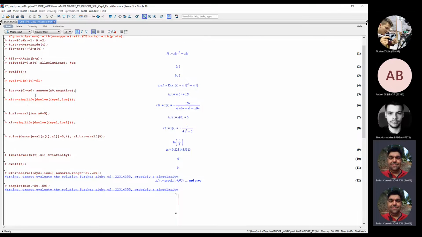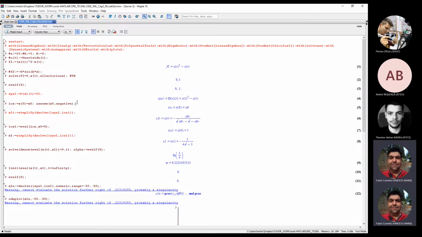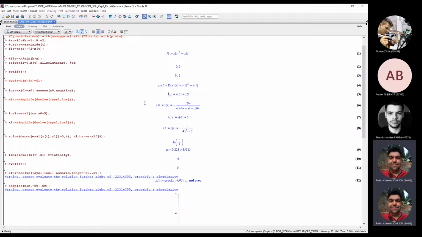And to solve it, you use dsolve with the system and the initial conditions. ICS defines the initial conditions, which are written here. And you assume x0 negative. So this is just like solving using pen and paper.